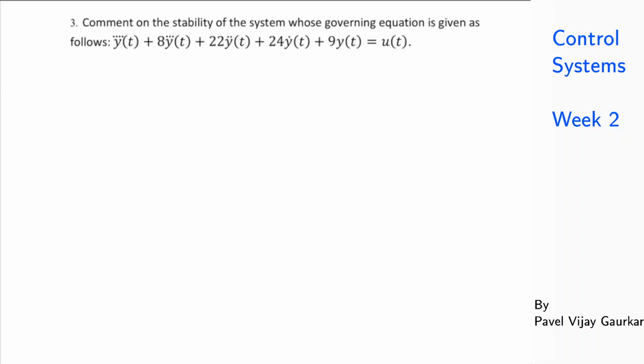So that is characterized by the poles of the system. That means if the poles of the system are in the left half of the complex plane, that is the real part being negative, then we can say that the system is stable. So we have a big looking expression here: fourth derivative of y plus 8 times third derivative of y plus 22 y double dot plus 24 y dot plus 9y equals u of t.